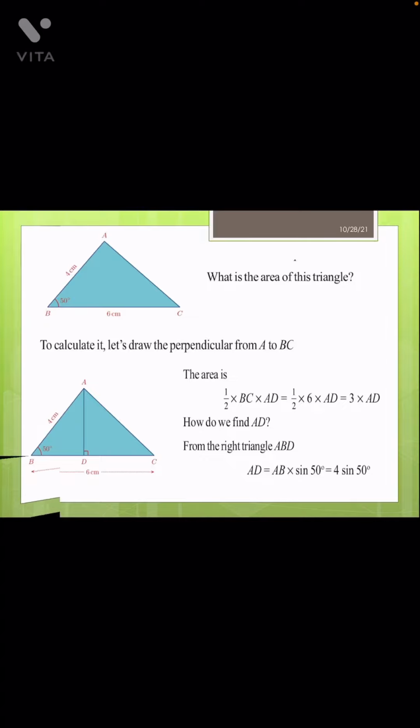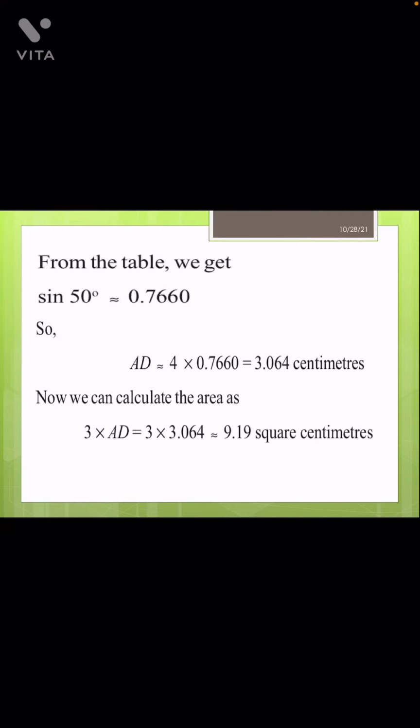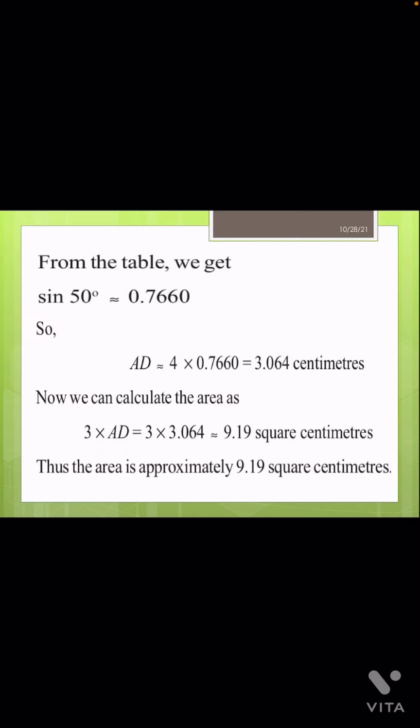From the table, we can get sine 50 degree, which is 0.7660. So, AD is equal to 4 into sine 50, that is 4 into 0.7660. It will be 3.064 centimeters. So, we can calculate the area. It is 3 into AD, that is 3 into 3.064, it will be 9.19 square centimeter. Thus, the area is approximately 9.19 square centimeters.